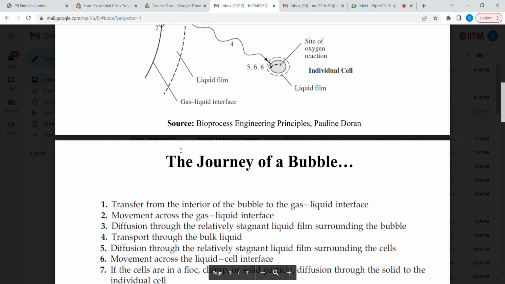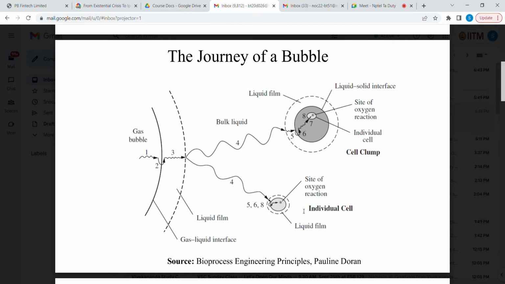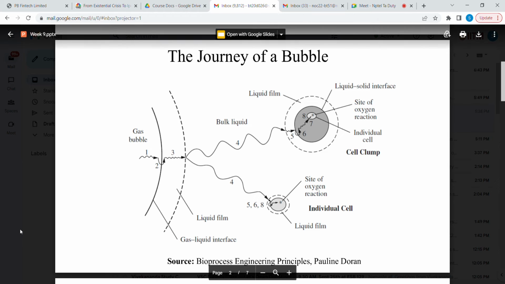Now that is the first question. Now the second question is, will it be easier for mass transfer, or oxygen transfer, to occur if the cells are finely dispersed in the medium, or if the cells are clumped? And likewise, is mass transfer easier if the gas bubbles are finely dispersed as small bubbles throughout the medium, or are bigger bubbles better?